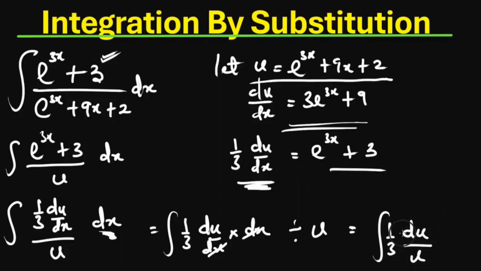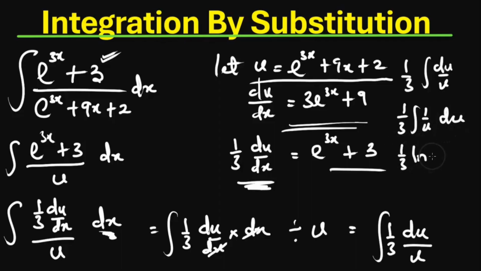So here we can easily integrate. We can bring out 1/3, so we have 1/3 integral du over u. This is the same as 1/3 integral 1/u du. What is the integral of 1/u? The integral of 1/u is the natural logarithm of u. So this is 1/3 ln u plus c.